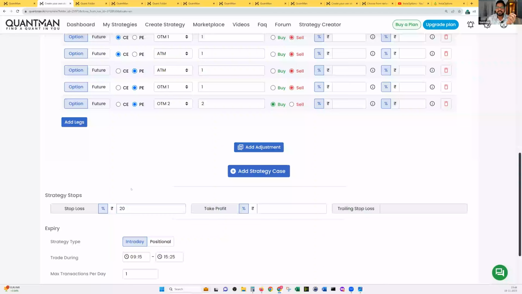And what about take profit? Will I need to give a take profit, or can I just leave it?